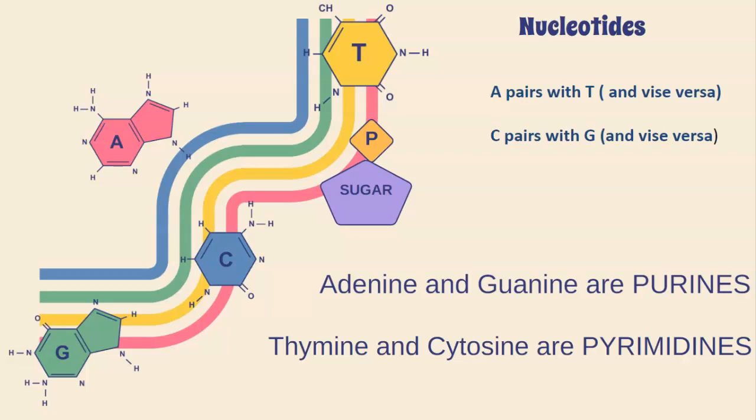And the rules are as follows, that anytime you have an A, it pairs with a T and vice versa. If you had a T, it would pair with an A. If you have a C, it pairs with a G and vice versa. If you have a G, it pairs with a C.